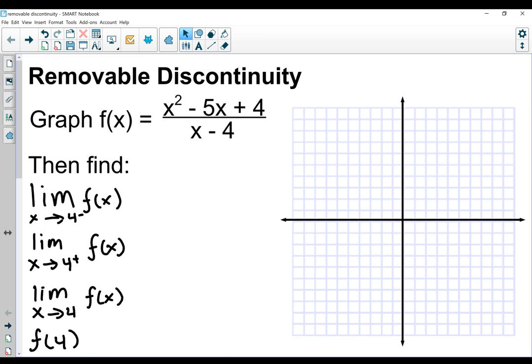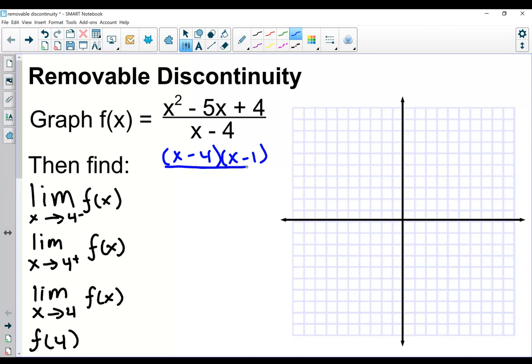Removable discontinuity. So the first thing that we're going to do is graph the function f of x, where f of x is x squared minus 5x plus 4 divided by x minus 4. To graph something like this, I always like to factor it. So to factor our numerator, we would have x minus 4 times x minus 1, and we're dividing by x minus 4. And you can probably see what's happening already. We have a factor of x minus 4 that we can remove from our equation. We can just say it cancels out, it makes a 1, but I really want to use that word remove.